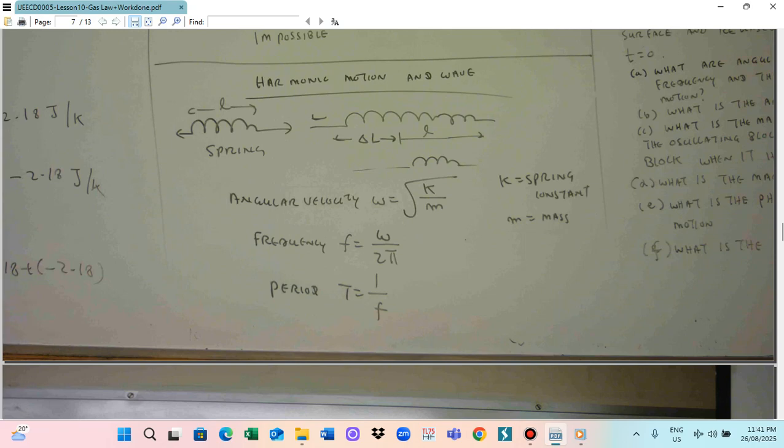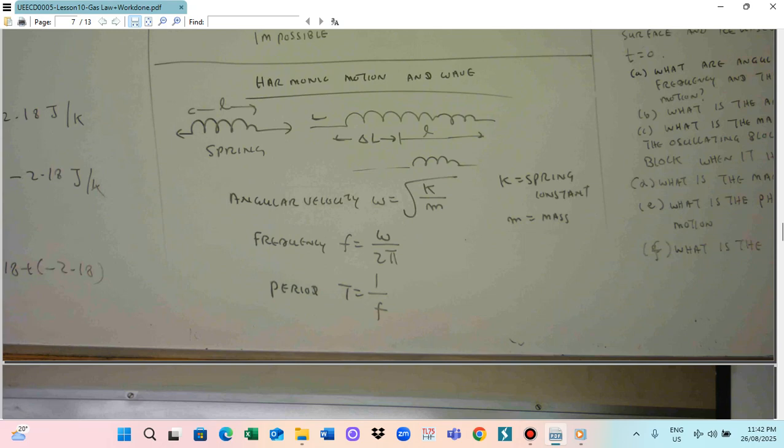Omega can be calculated as the square root of k by m. In this case, k is the spring constant and m is the mass. So the angular velocity omega can be calculated as the square root of k by m, where k is the spring constant and m is the mass.